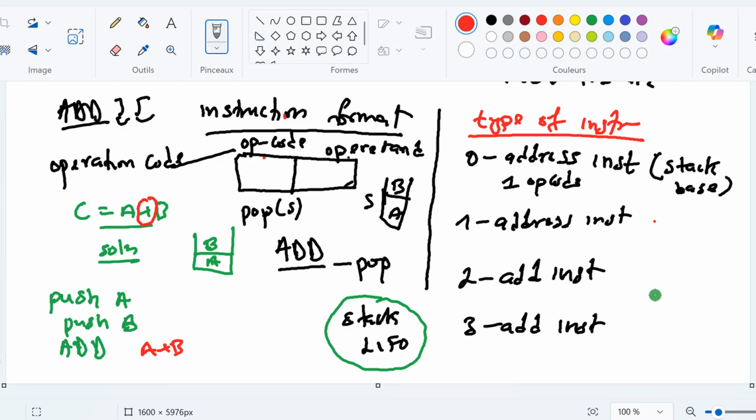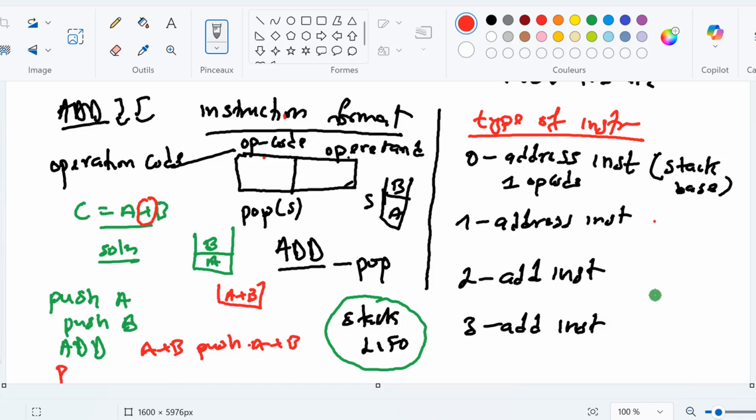And after doing that, now it's going to push the result back automatically onto the stack. Meaning it's going to push this A plus B back. So now the top of the stack, meaning this is your new stack, has A plus B. After doing that, the next thing is that the result must be stored in C.